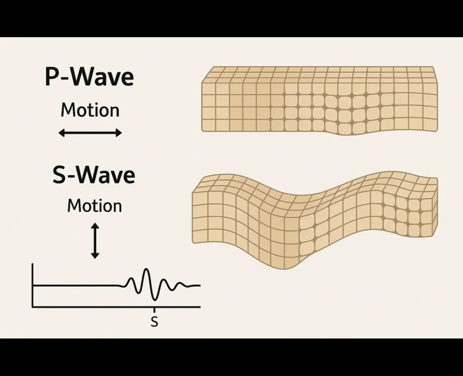P waves, or primary waves, are the first waves to hit the seismographs when an earthquake strikes. They are longitudinal waves, which means that the direction of motion and propagation are the same.